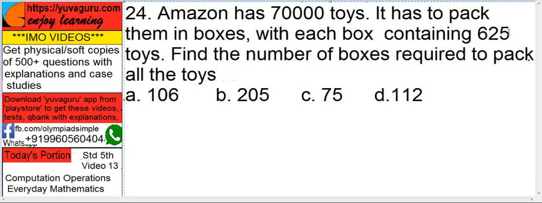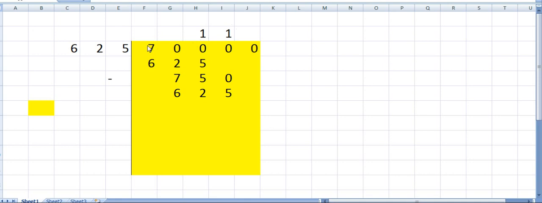So how will you pack them? You will pack 2 in each bag, because 10 divided by 5. Similarly, here 70,000 divided by 625. Same logic. So 70,000 divided by 625. Now see here, it's very difficult to solve 70,000 divided by 625. Let's try some simpler option.